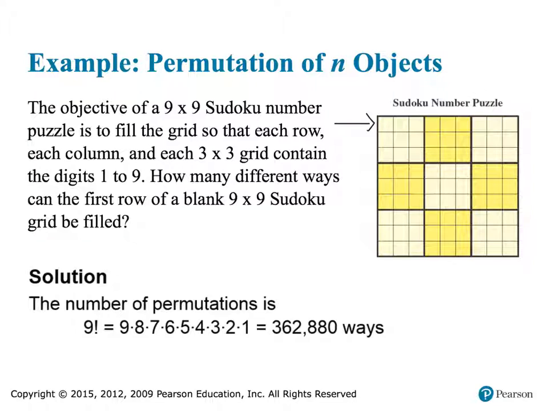Therefore, this is a permutation, and since there are 9 boxes to fill with 9 different digits, there would be 9 factorial different ways to arrange those digits. If you multiply 9 by 8 times 7 all the way down to 1, you get 362,880 different ways to arrange just the digits 1 through 9 in just row 1 of that puzzle. Now, most scientific calculators have a factorial button on them, and we can see if we can determine where that factorial button is on your respective calculator when we're together in class.